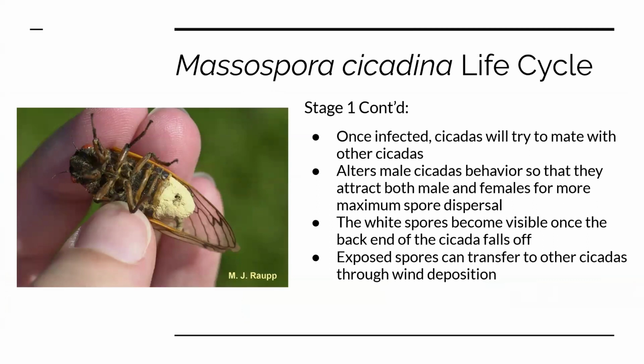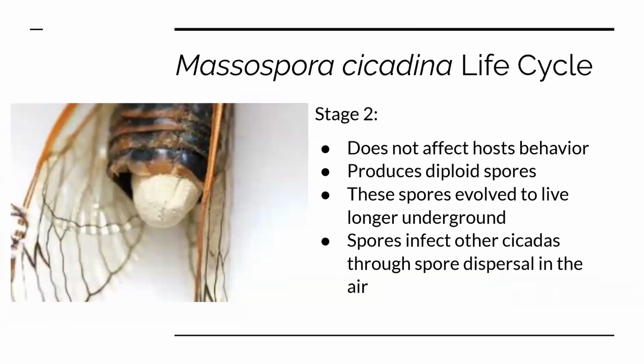Once infected, the cicadas will try to mate with the other cicadas. The fungus alters the male cicada's behavior so that they attract both male and females for maximum spore dispersal. White spores will become visible once the back end of the cicada falls off. Exposed spores can transfer to other cicadas through wind deposition. Stage 2 does not affect the host behavior and produces diploid spores instead. These spores evolve to live longer underground, and the spores infect other cicadas through dispersal in the air.